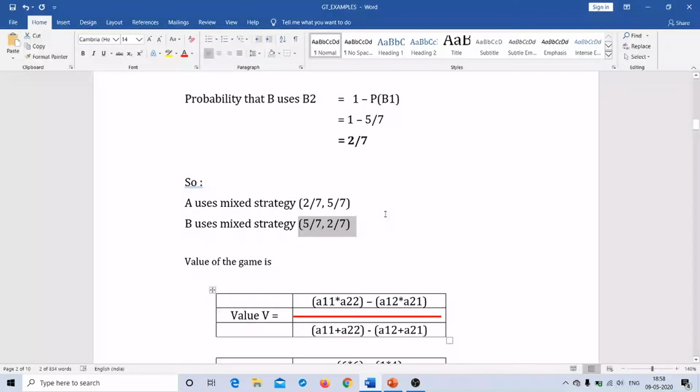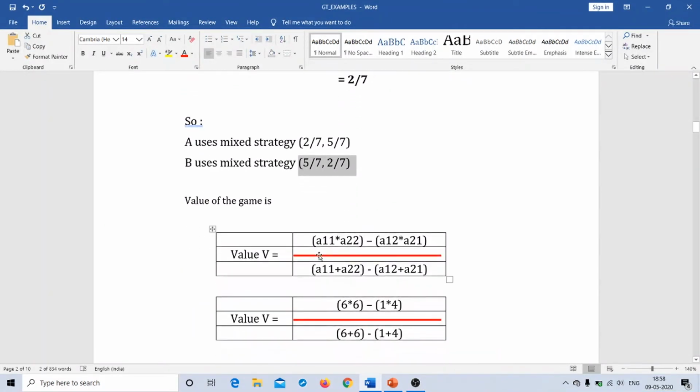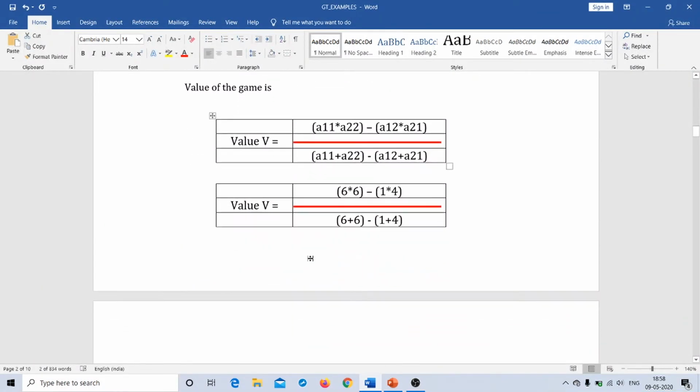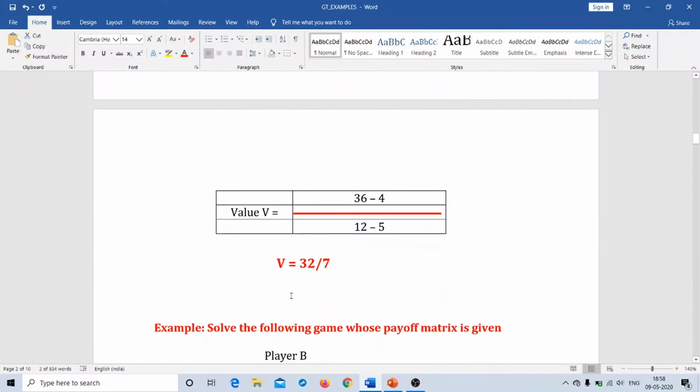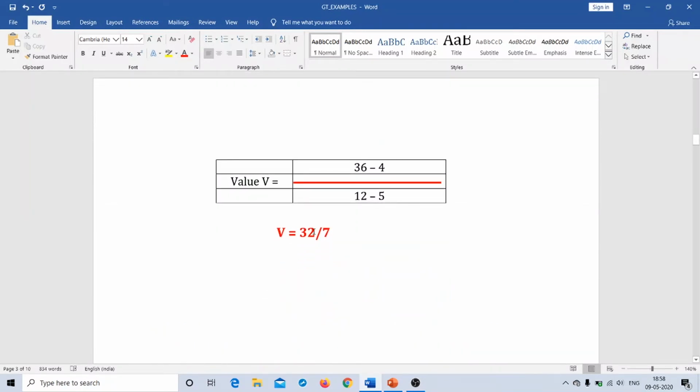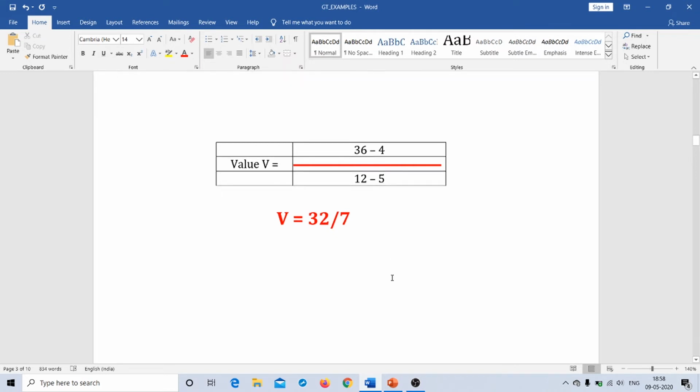And then I substitute the values of all these variables and get the value of the game, and the value of this particular game is 32 by 7. So this is the value of the game. So this is how the algebraic method is used to solve game theory problems which involve mixed strategy. Let us also have a look at one more example.